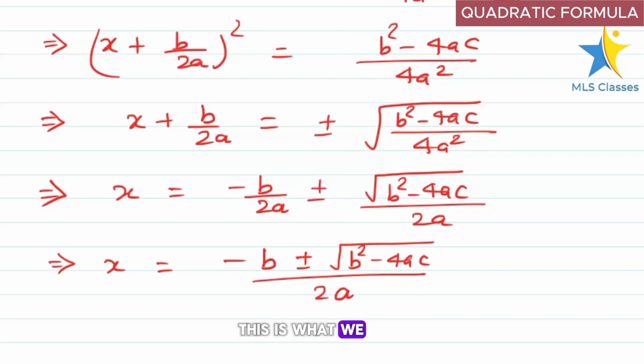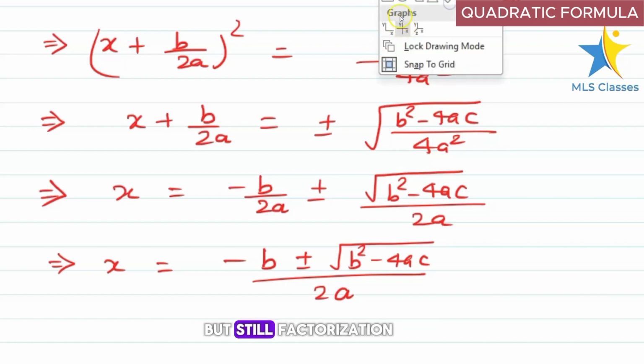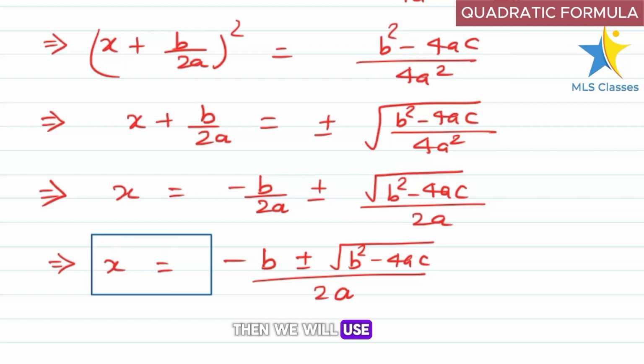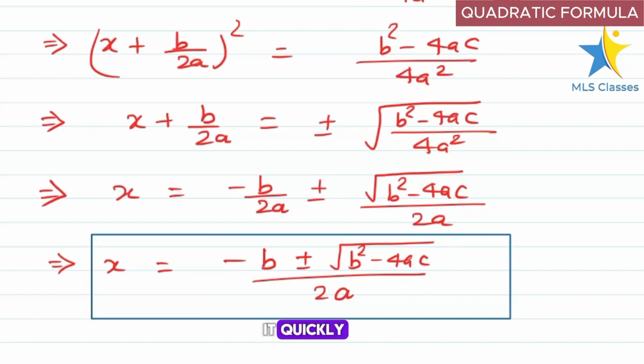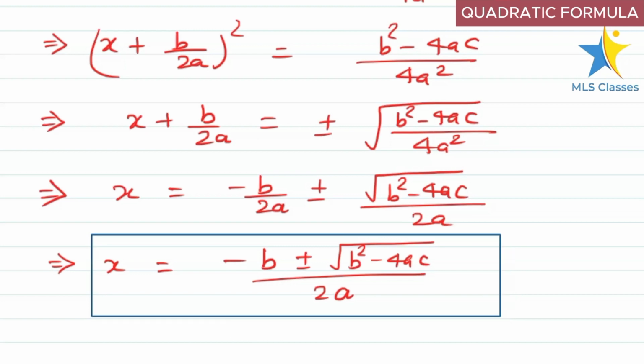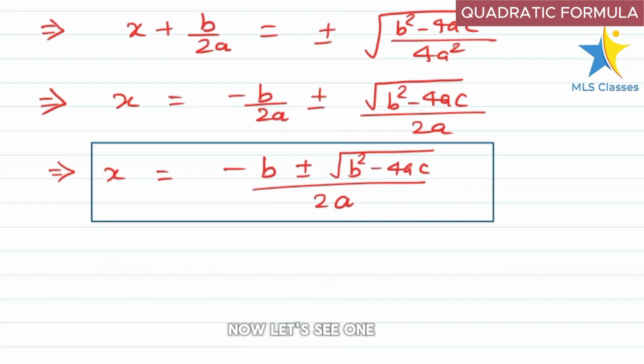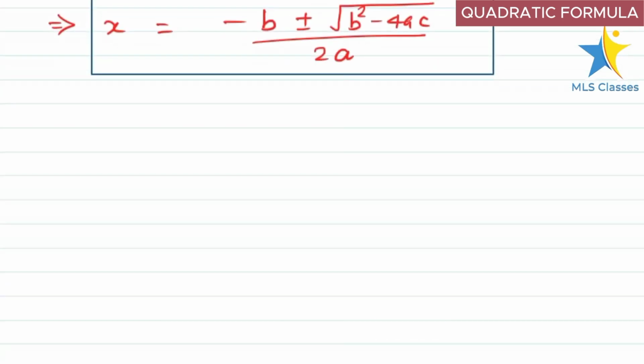This is what we use the quadratic formula for, solving any quadratic equation where factorization is not possible. But still factorization is the easiest method. So if factorization is possible, then we will use factorization to solve it quickly. If you are not able to think of two numbers in the factorization, then we will be using the quadratic formula. Now let's see one example of the quadratic formula.